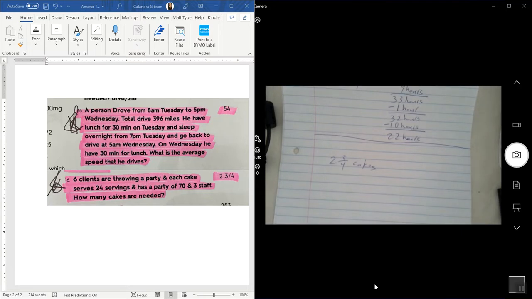Now, we're told that one cake does 24 servings. So we have 2 3/4. So we could take 24 times 2. That'll be 48 servings so far.